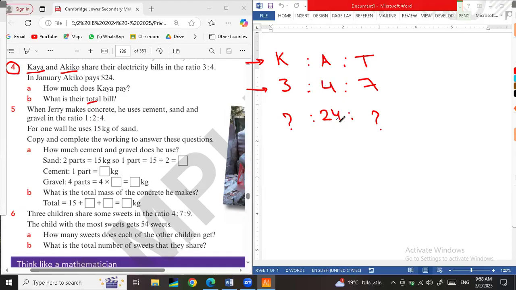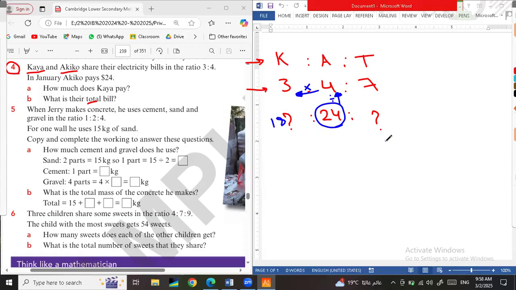So here, I have 24. I start from the bottom, divided by 4. That's the beginning. I take the 24 and I go up, division, then I go in the other direction, whether it's right or left, it doesn't matter, with multiplication. So division first, then multiplication. 24 divided by 4 is 6. 6 times 3 is 18. So Kaya will pay 18.